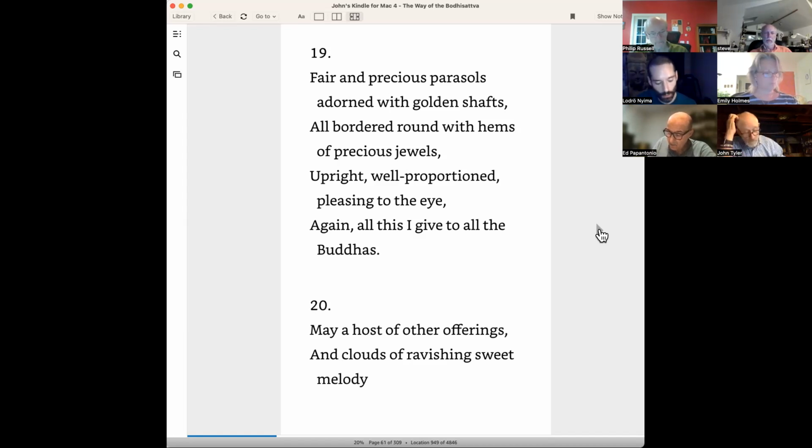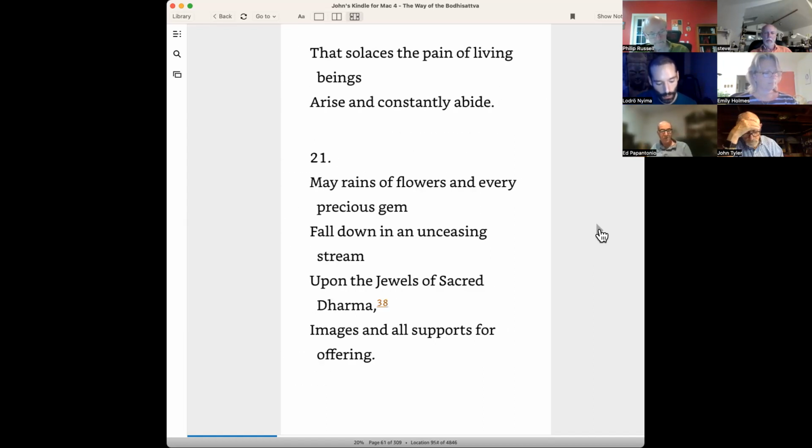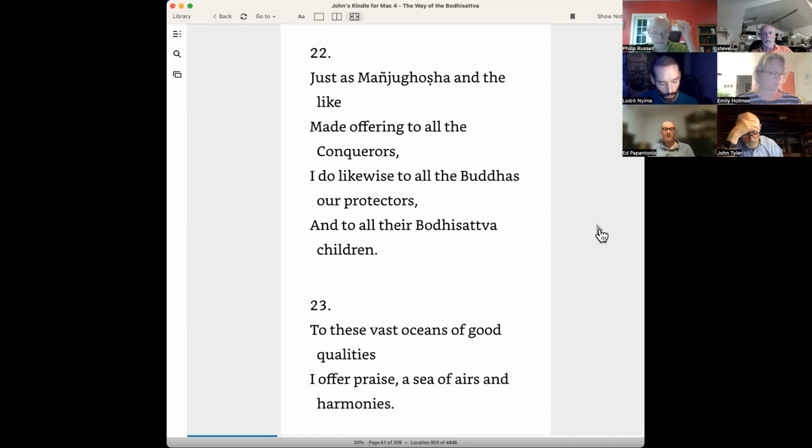May a host of other offerings and clouds of ravishing sweet melody that solaces the pain of living beings arise and constantly abide. May rains of flowers and every precious gem fall down in an unceasing stream upon the jewels of sacred Dharma, images and all supports for offering. Just as Manjughosha and the like made offerings to all the conquerors, I do likewise to all the Buddhas, our protectors, and to all the Bodhisattva children.